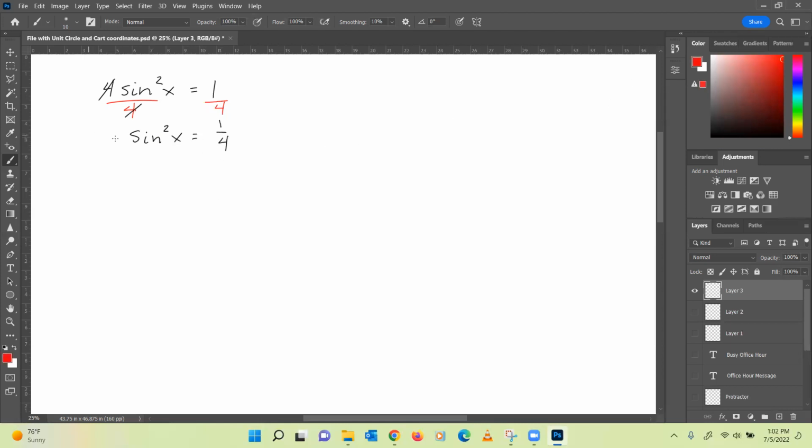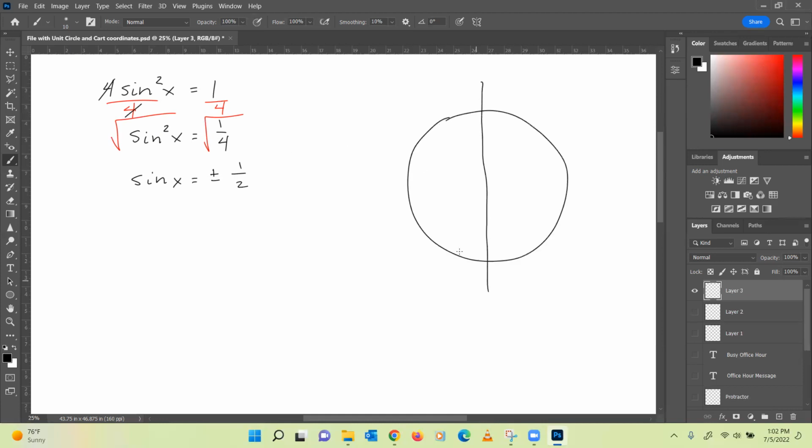Let's take the inverse of the square, so we'll take the square root of both sides. And the sine of x would equal plus or minus 1/2. So where is the sine of x equal to plus or minus 1/2? Sine are the y values. So positive 1/2 would be there, and negative 1/2 would be there. Those cross my unit circle at 4 places.